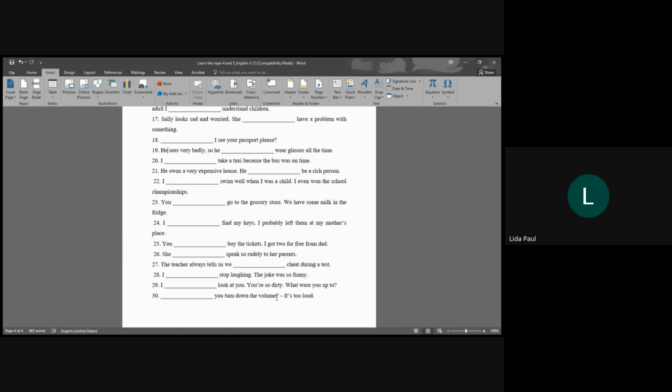Okay. We mustn't cheat during a test. There is no option here, no choice for anybody. This is a rule. So this is a necessity. This is a stronger social obligation. So you're going to use mustn't. The teacher always tells us we mustn't cheat during a test.